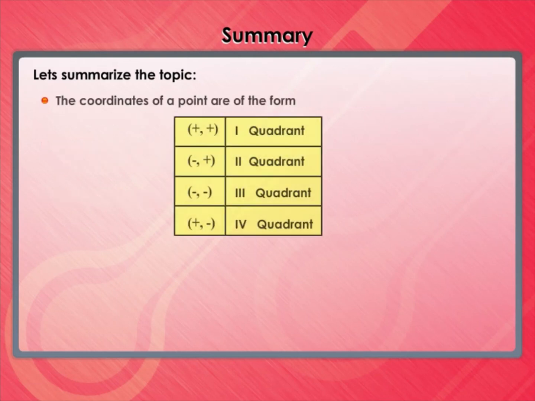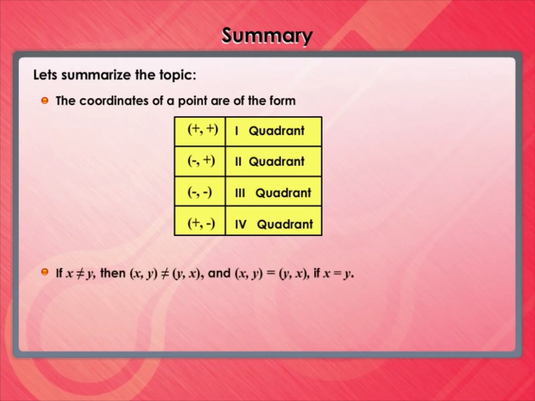The coordinates of a point are of the form (+, +) in the first quadrant, (-, +) in the second quadrant, (-, -) in the third quadrant, (+, -) in the fourth quadrant. If x is not equal to y, then (x, y) is not equal to (y, x). And (x, y) is equal to (y, x) if x is equal to y.